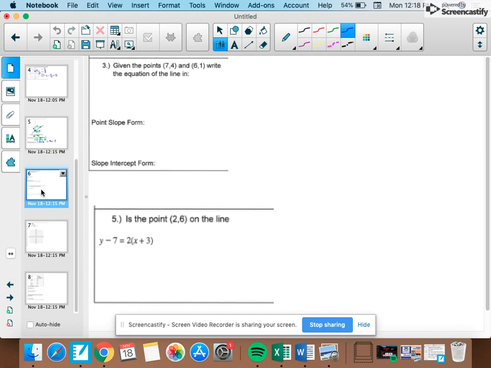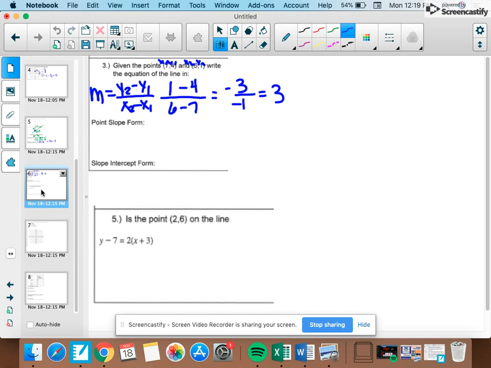Similar concept for this one, except now we don't have a graph. We're just given 2 points. So since we're given the 2 points, we have to plug into point-slope form. So we're going to find the slope first using the slope formula. I'm going to label my points x1 and y1, x2 and y2. So we're going to have 1 minus 4 over 6 minus 7. 1 minus 4 is negative 3. 6 minus 7 is negative 1. That's going to simplify to be a positive 3.